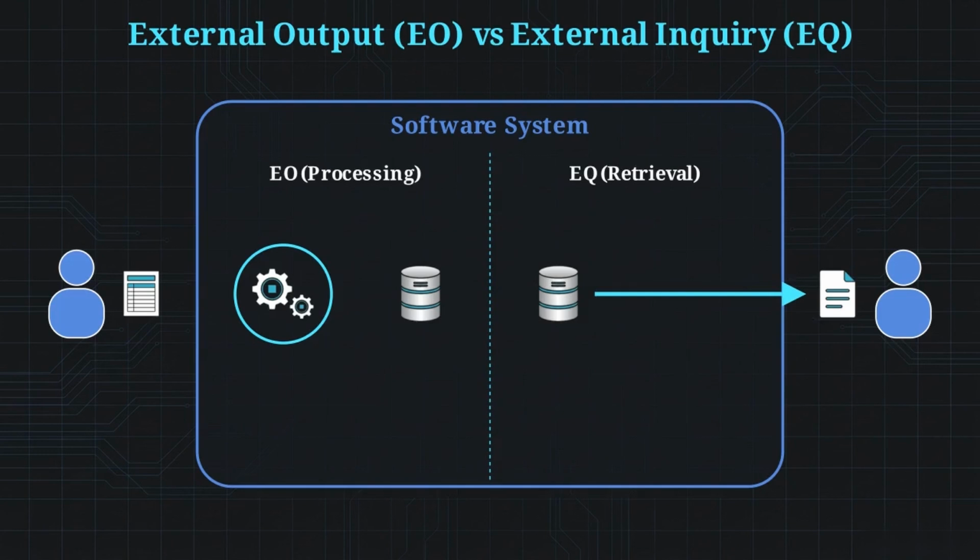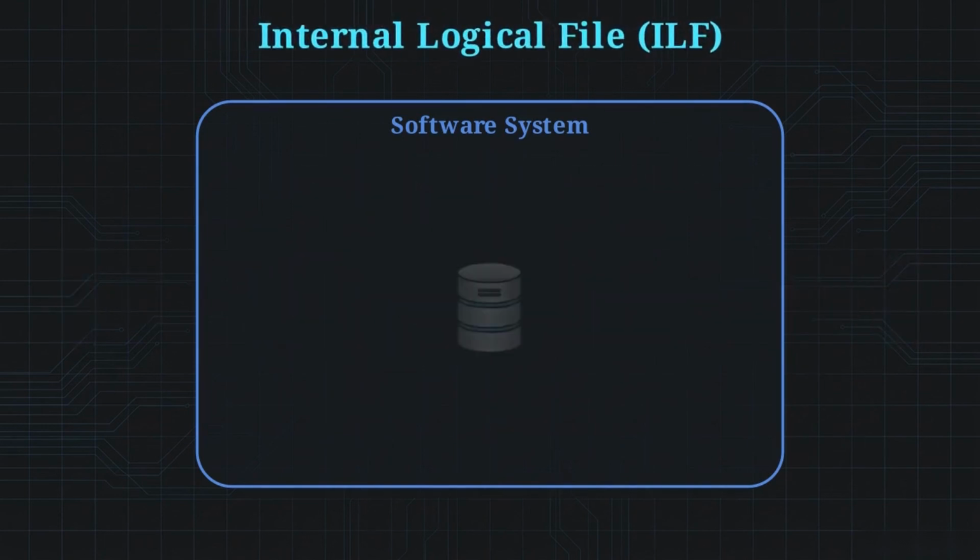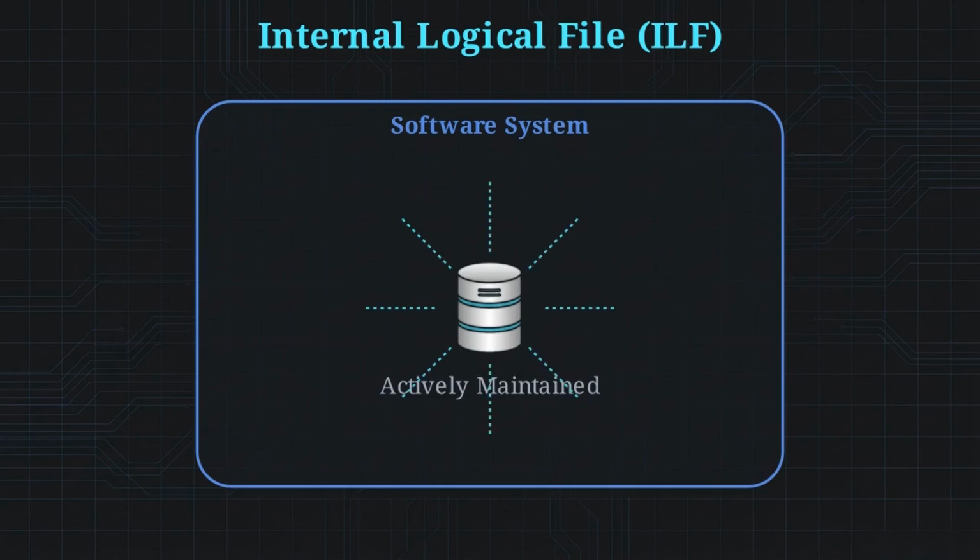Next, we categorize how the software stores data. An internal logical file, or ILF, is a group of records stored and actively maintained by the software itself. A university system's internal student database is an ILF because the system directly controls that data.